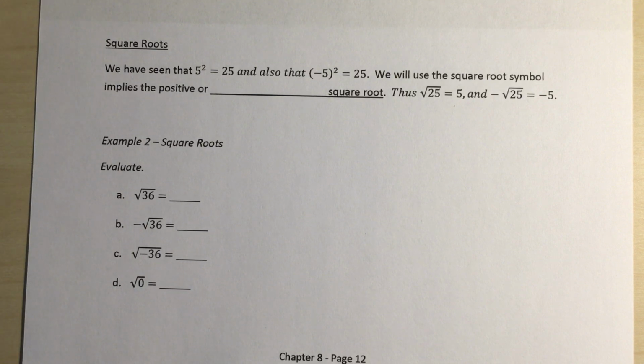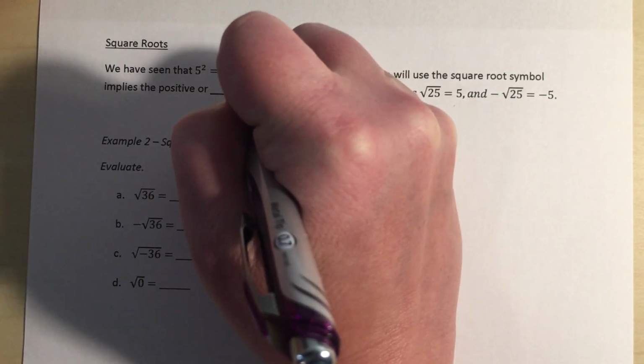We also know that negative 5 squared, right, in example B above, we had a negative base, negative times negative also gave us a positive 25. When we're doing our evaluating of our problems, we want to make sure we're only getting one answer. So we're going to use our square root symbol to imply the positive, or what we call the principal square root.